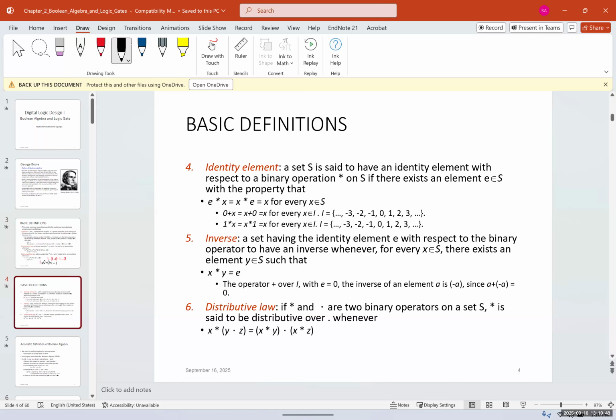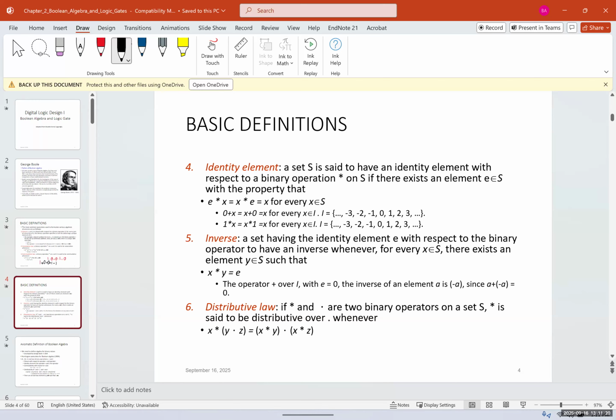Some other definitions are identity elements. A set S is said to have an identity element with respect to a binary operation AND on S if there exists an element E with the property that E AND X is equal to X AND E. So 0, for example: 0 plus X is equal to X plus 0, and 1 times X is equal to X times 1.